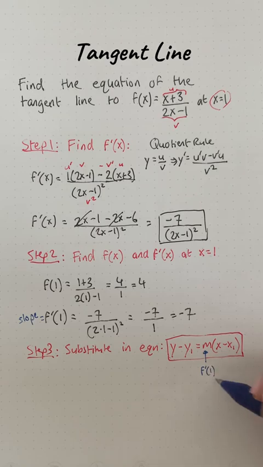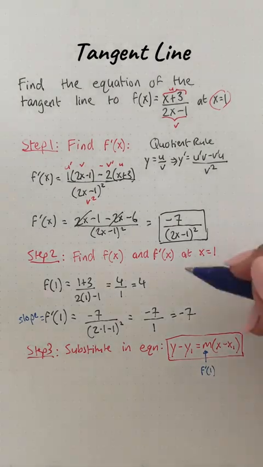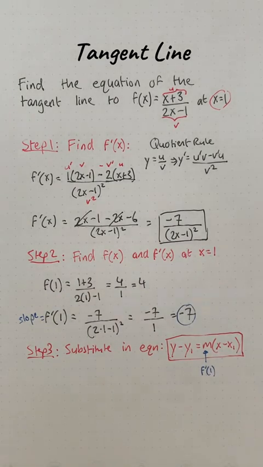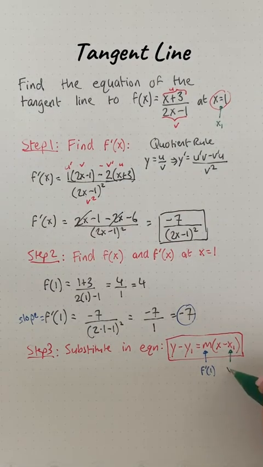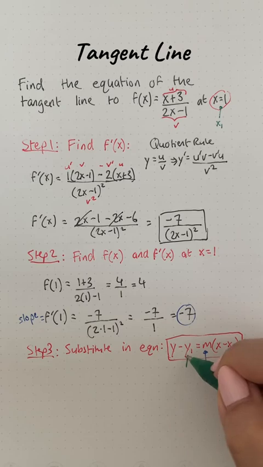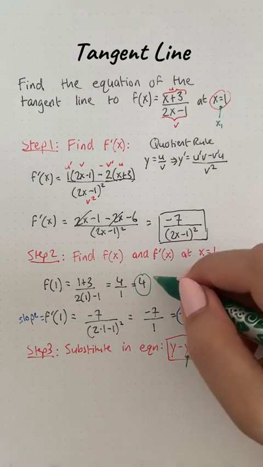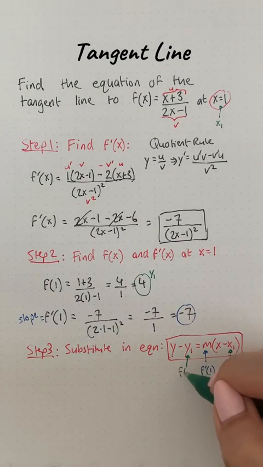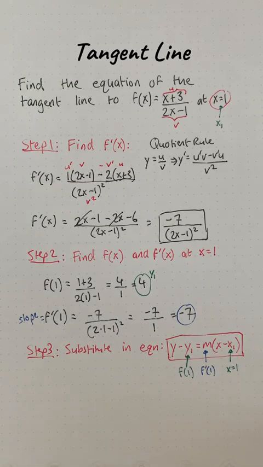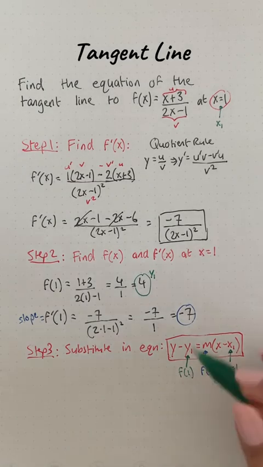So you're going to be substituting minus 7 instead of your m. Now, for your x1, it's going to be the value that they gave you for x. So my x1 in this case is x is 1. So I'm going to be substituting 1 instead of my x1. And for your y1, you're going to be substituting the y value when x is 1. Well, that's exactly f of 1, which we found to be 4. So those are the 3 things that you need. So that's why we needed step 2.